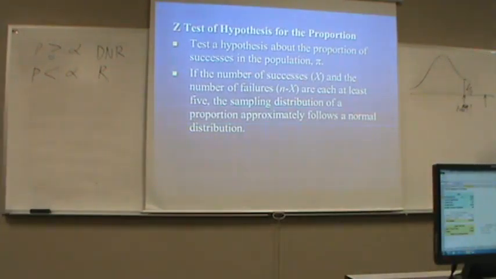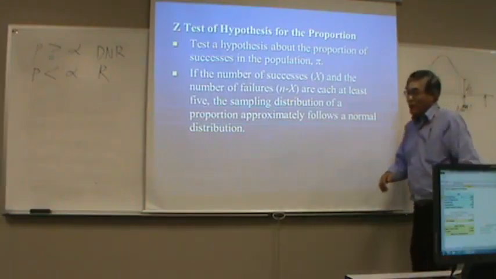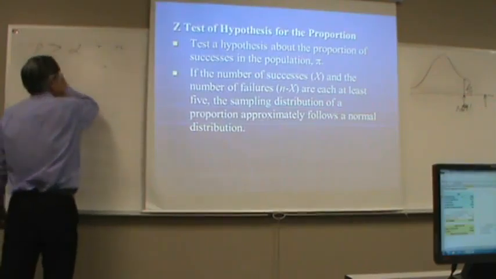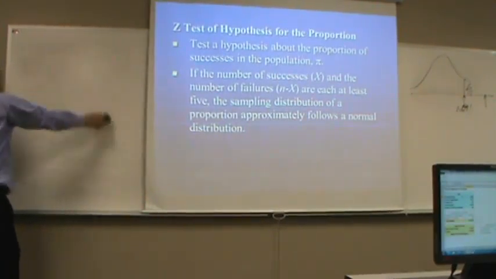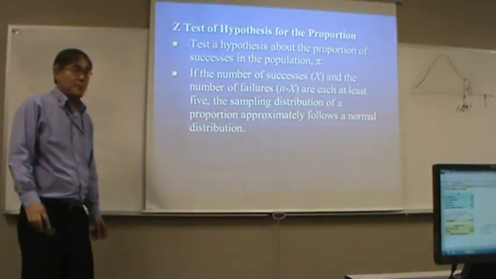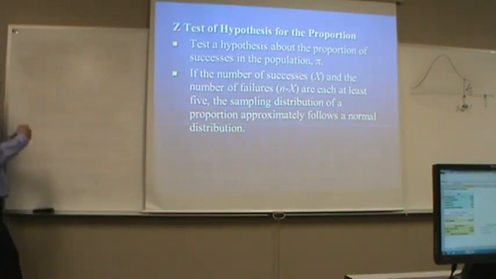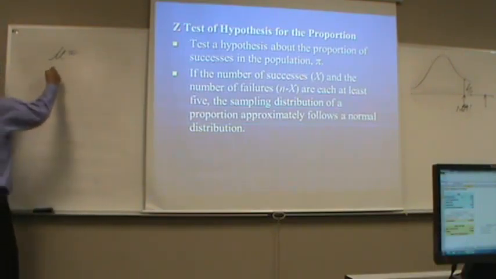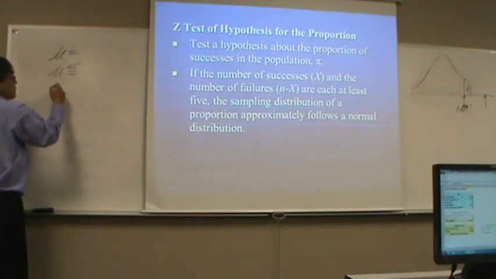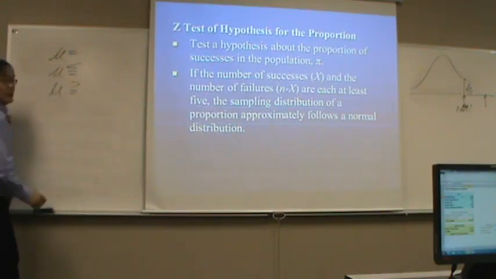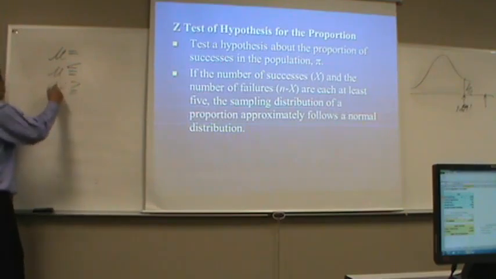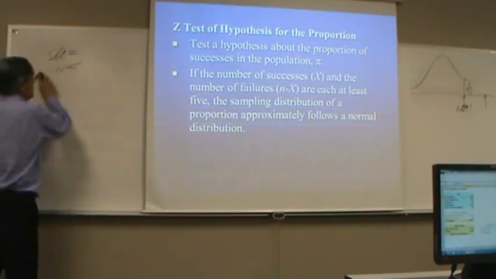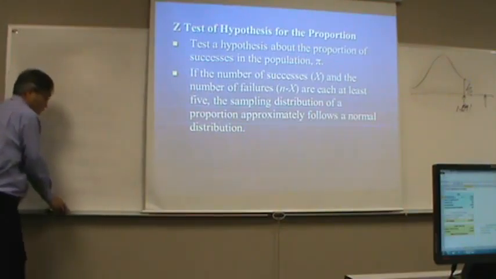Okay, now, so far we test about population mean. Two tail, something like this. One tail, something like this, right? Mu, population mean.